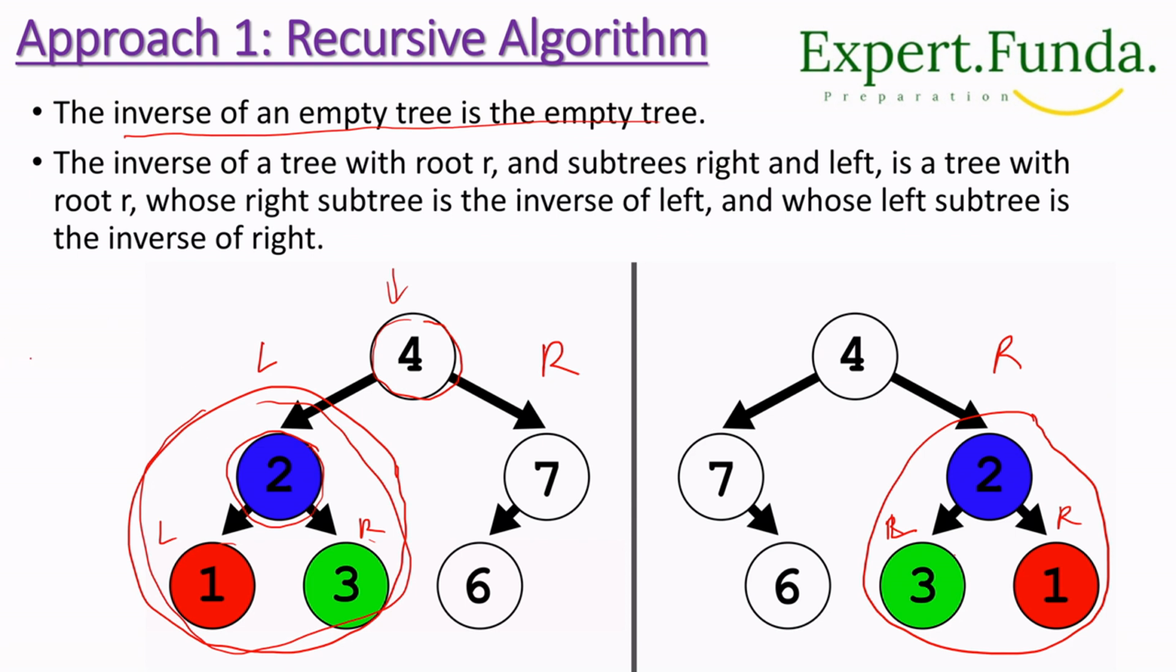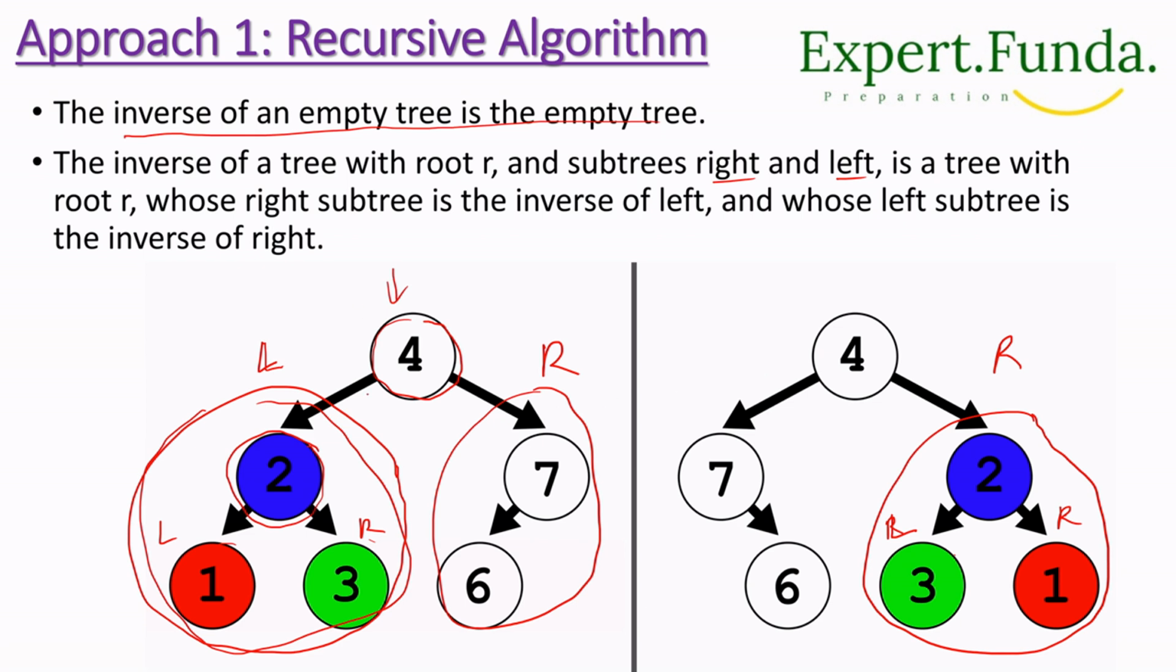Next, what we will do: the inverse of the tree with the root r, and the right and left subtrees. So this is the left subtree, and this part is the right subtree. So with the root r, whose right subtree is the inverse of the left and whose left subtree is the inverse of the right, that we can see in this picture, that we will do like this only.